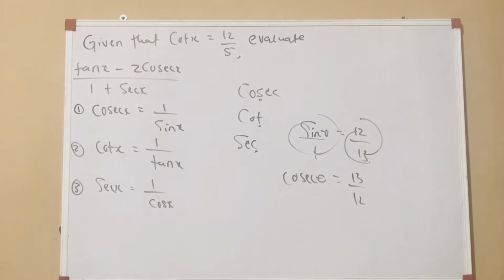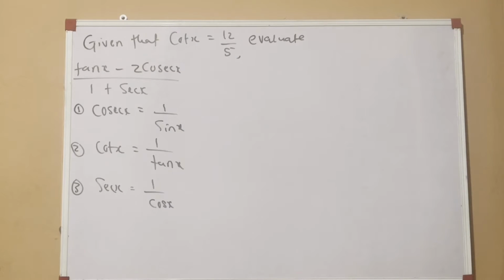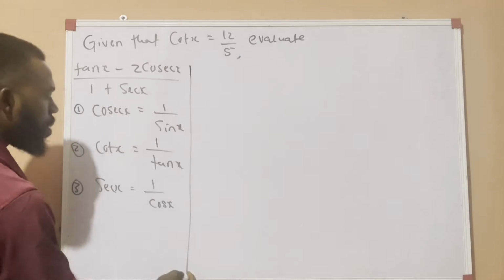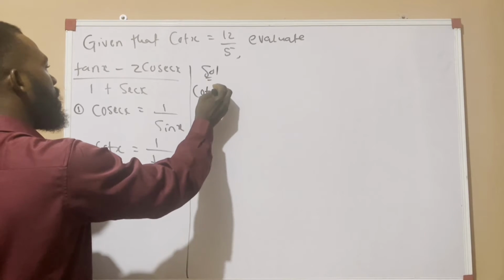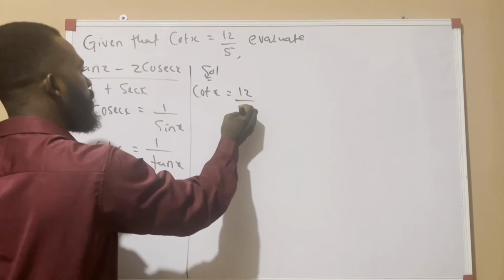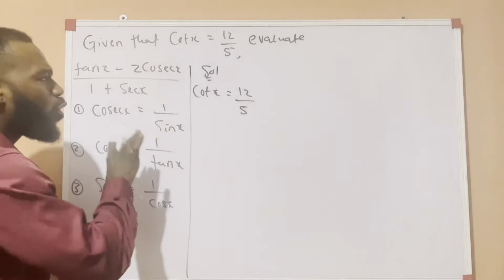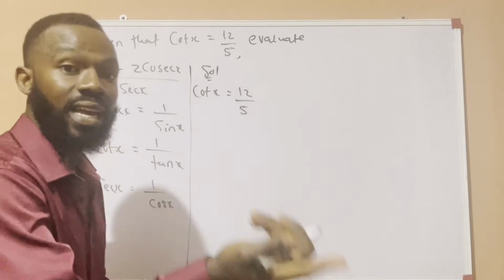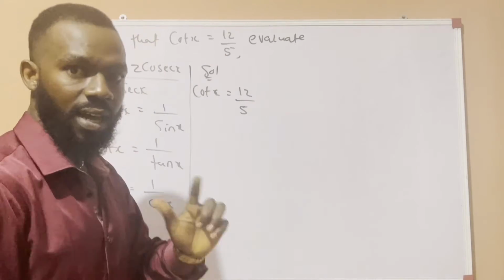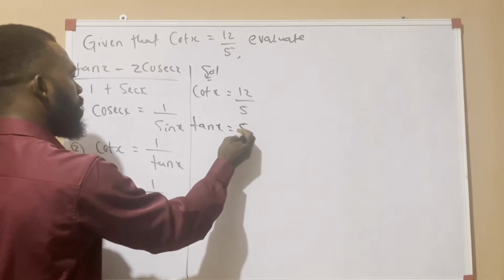Now, let us come back to the question proper. We were given cot x equals 12 over 5. Naturally, cot is the inverse of tan, so if cot x is 12 over 5, tan x is 5 over 12, because when you reciprocate cot you get tan, and when you reciprocate tan you get cot, vice versa. Are you with me? So tan x is 5 over 12.